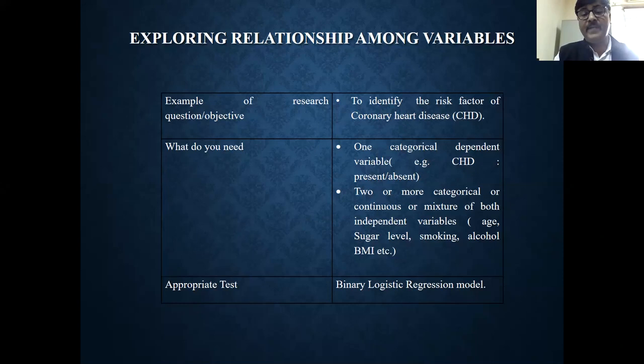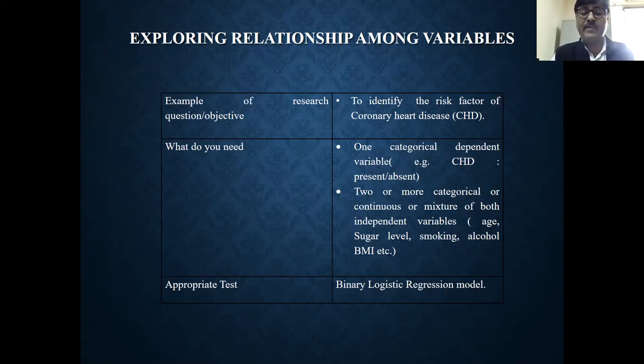Now, why was multiple linear regression used before? Because the dependent variable was continuous, that's why multiple linear regression was appropriate. Here the one dependent variable is categorical, and the independent variables are the same: age, sugar level, smoking, alcohol, BMI. These are the guessing variables for coronary heart disease.